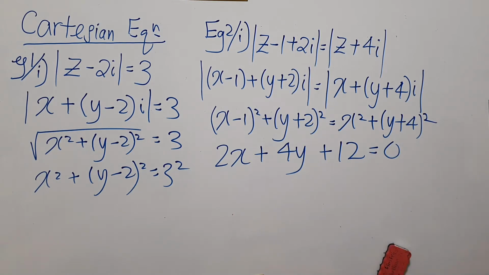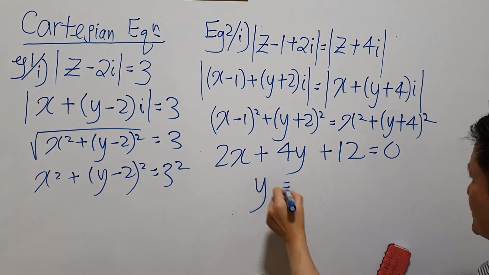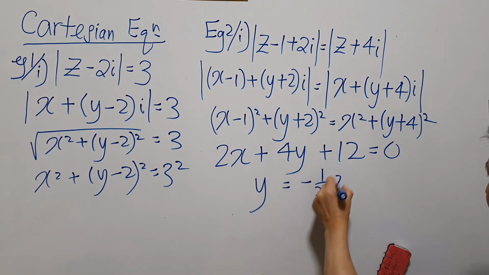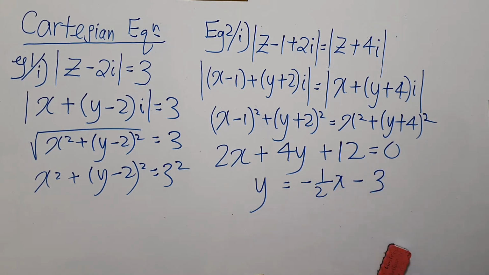Right, let me check my calculation. Minus 2x, so it becomes 2x. 8y minus 4y, 4y, then 16 minus 4. Okay, so the equation will eventually become y equals to minus half x minus 3. So this is the equation of a straight line, and this straight line actually matches the perpendicular bisector that you've drawn for example 2 part 1. So the conversion into Cartesian equation for example 1 part 1 and example 2 part 1 is quite easy.